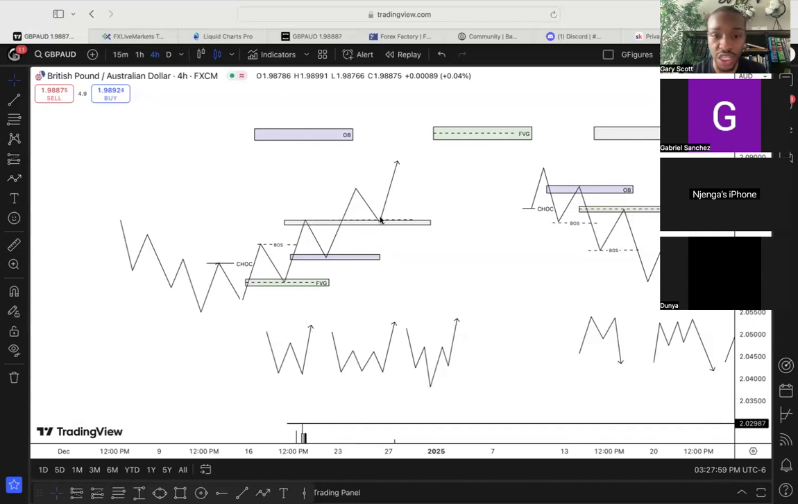And then now we want to see a bullish candlestick of some sort closing above this level so that way we can take the trades back above the highs and have our SL beneath this level.